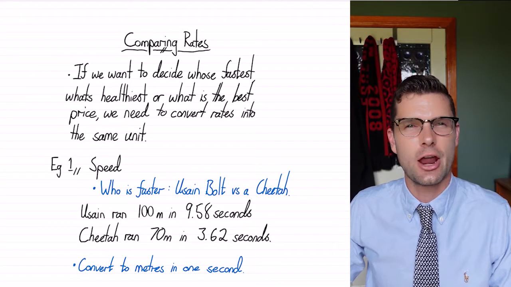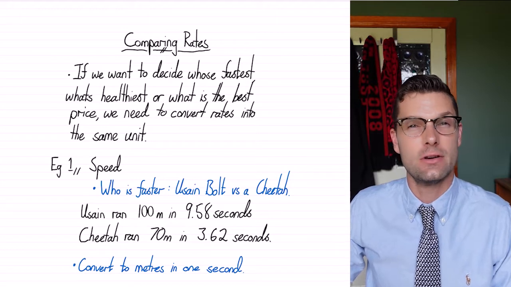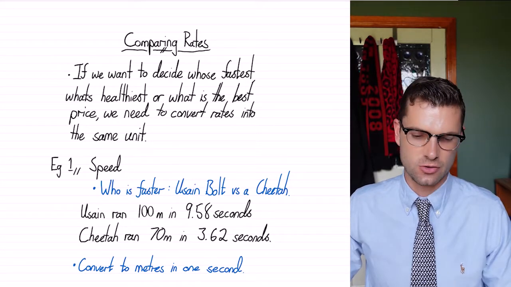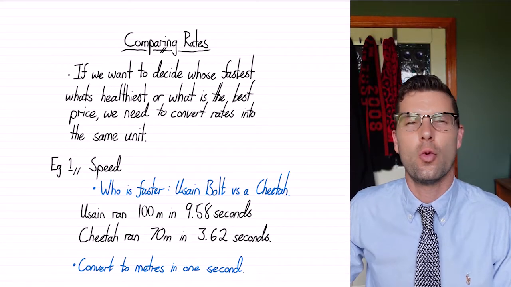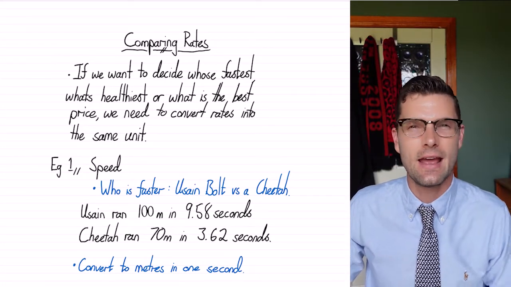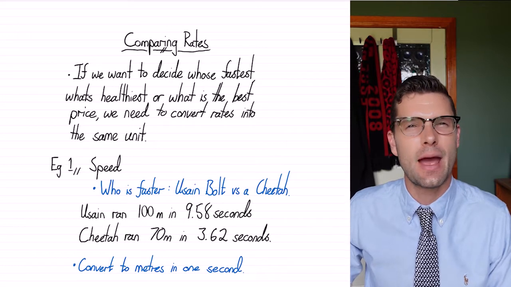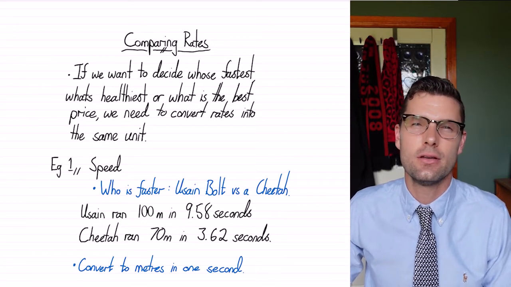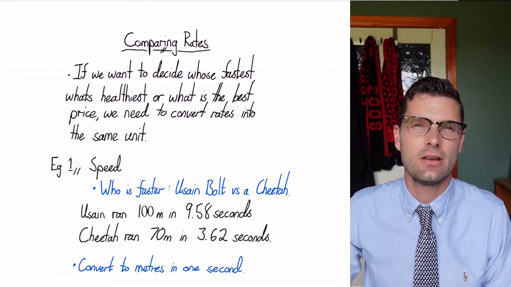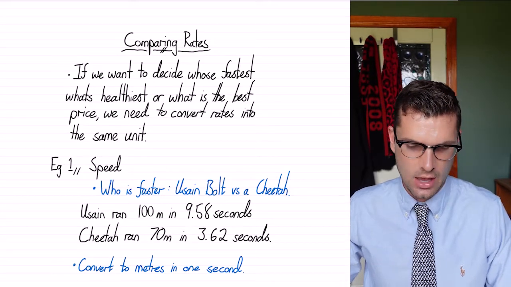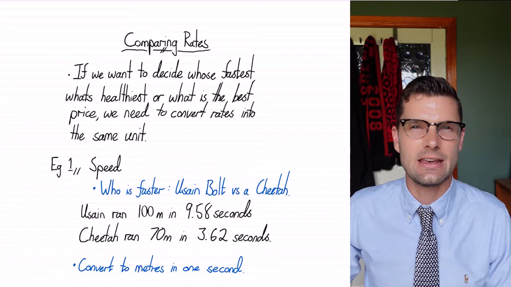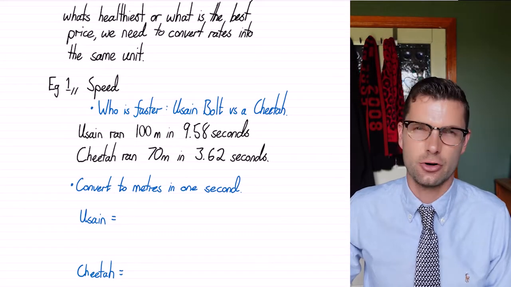Today we're going to talk about how to compare rates if they're over a different quantity. So this is really important if you want to decide who's fastest between two people, what's more healthy, who makes more money, anything like this. We've got to be able to change it to the same unit of division in order to be able to compare them effectively. Okay? So for example, if we're talking about speed, who's faster, Usain Bolt or a cheetah?